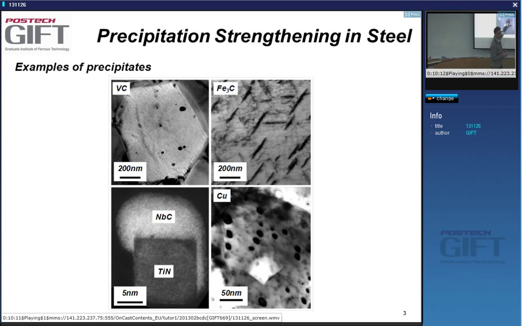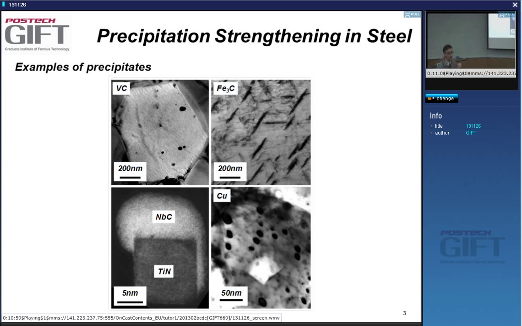Obviously, the properties of the particles, whether they're hard or soft. For instance, copper is definitely a much softer phase than ferrite. These nitrides are extremely hard in comparison to ferrite. So very different behavior. That's one thing, the properties of the precipitate. Second, the volume fraction. You can see here the volume fraction of my copper is much larger than the volume fraction I have of my vanadium carbide. And this is an even higher density, the carbide in the martensite.